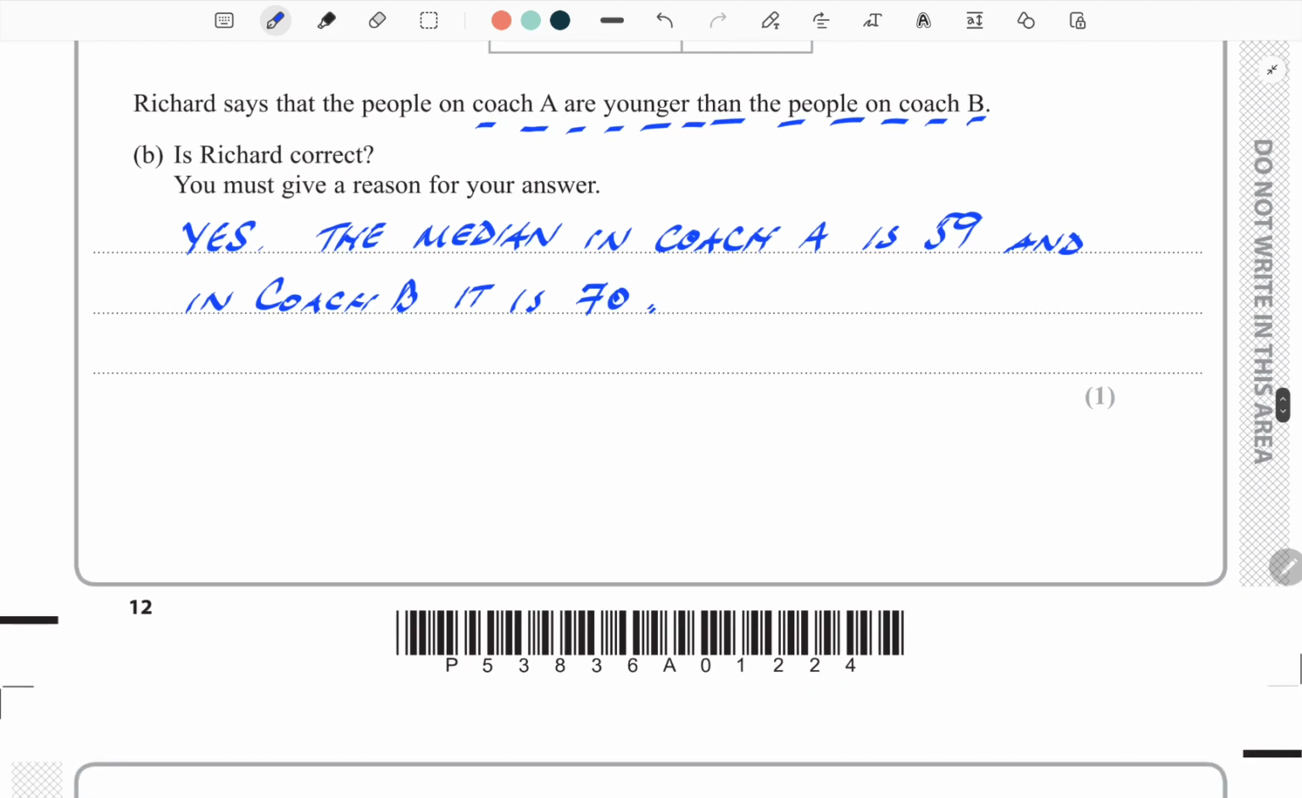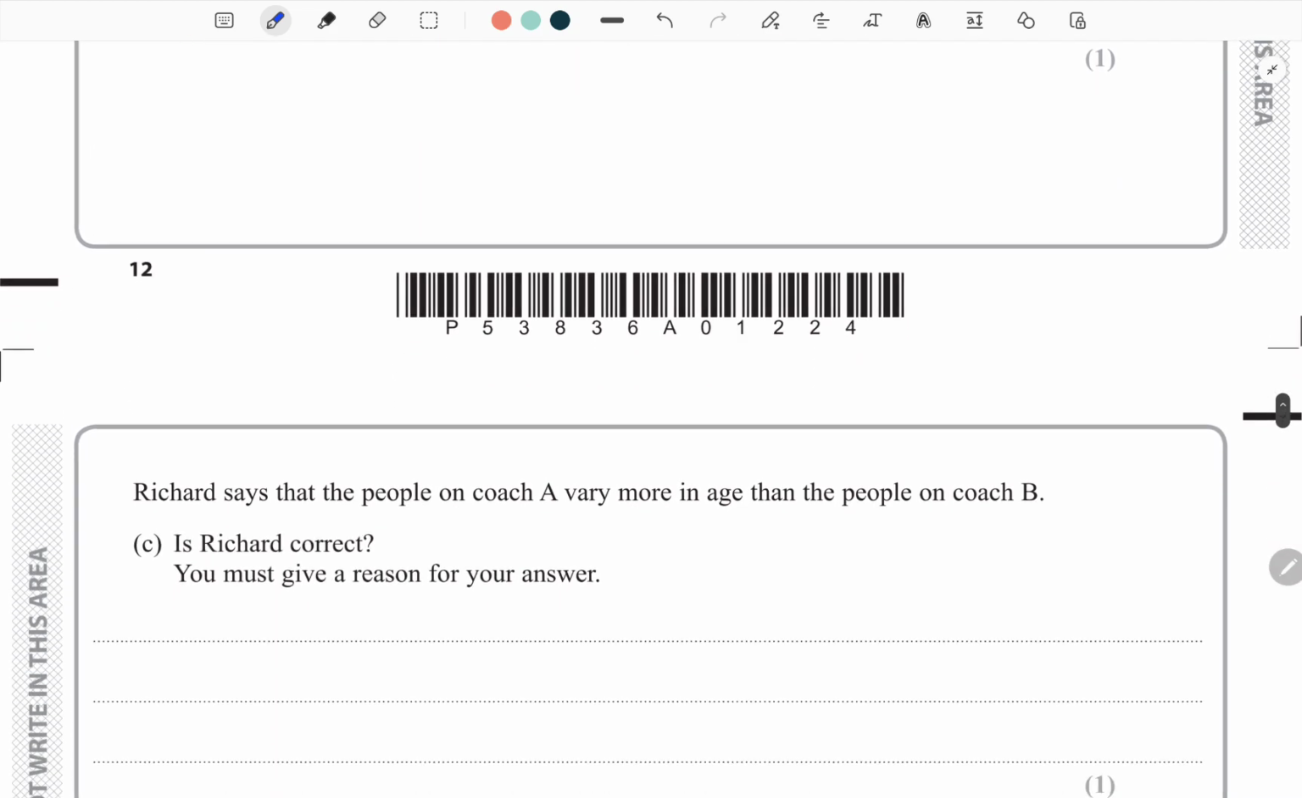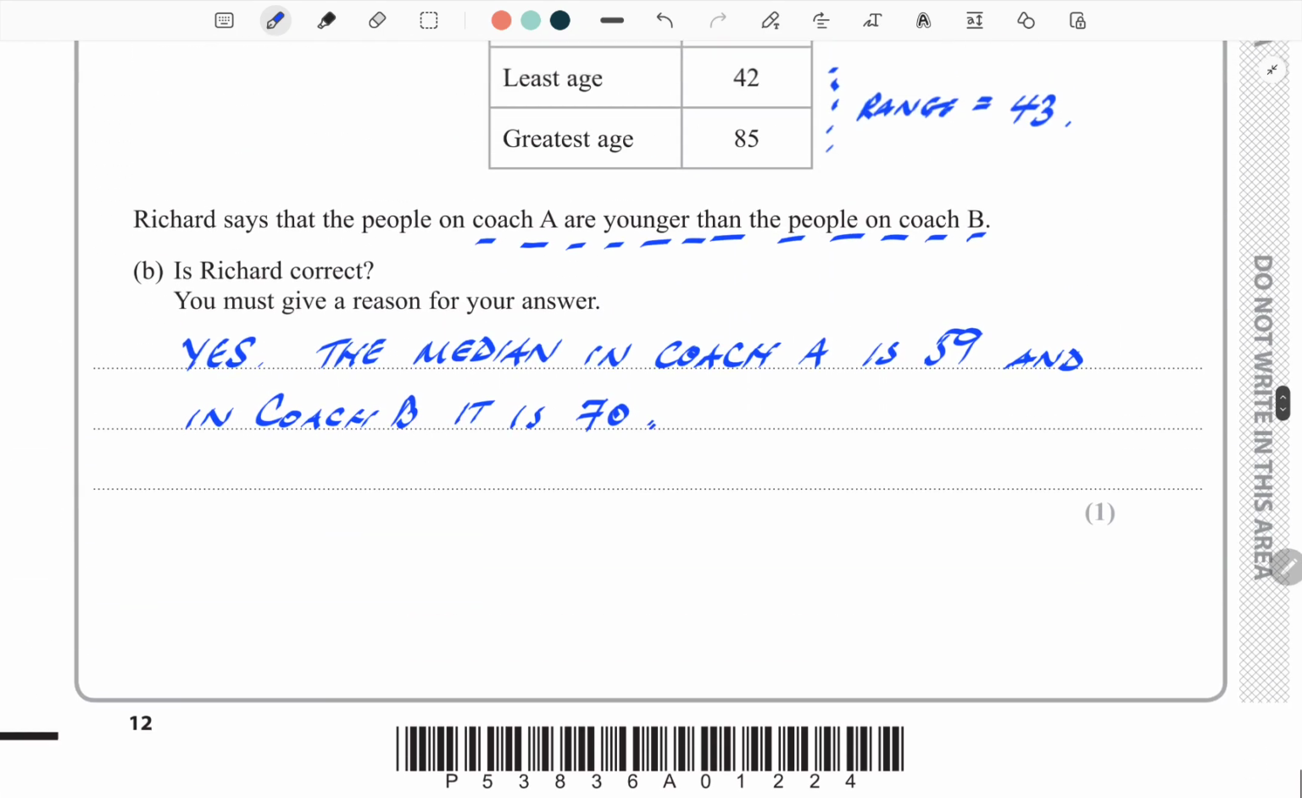Fine. And then there's one more part of the question, part C. Richard says that the people on coach A vary more in age than people on coach B. So this time you're looking at varying more. So varying more means more spread out. And again, is Richard correct? Well, let's take a look at the data again.